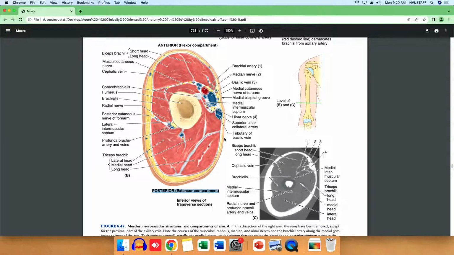That's why we call it triceps. The three heads where? In case of the arm. That's why we call it triceps brachii muscle.